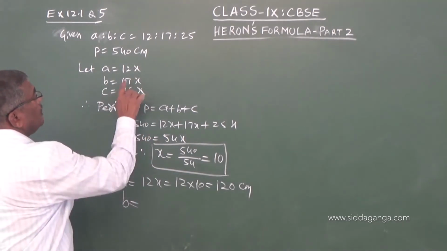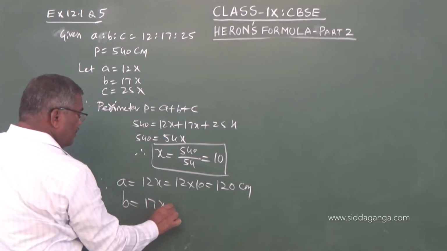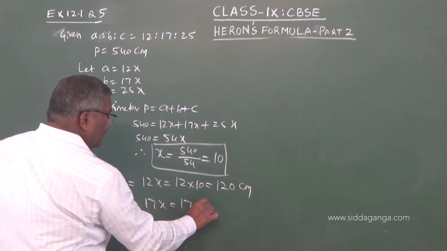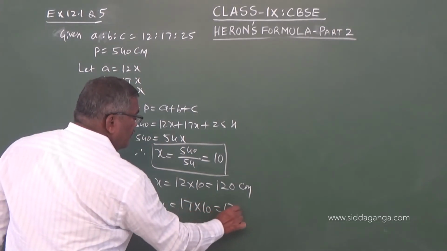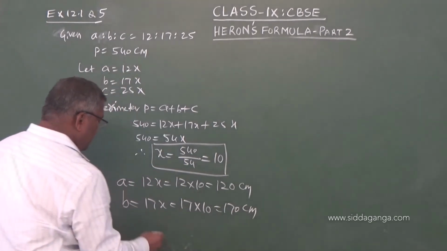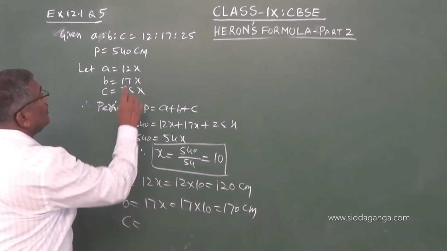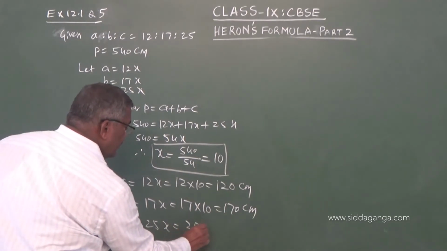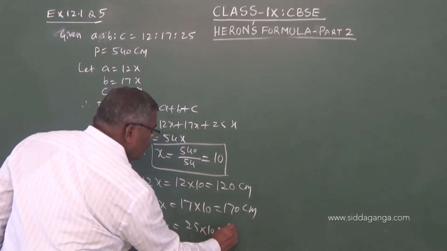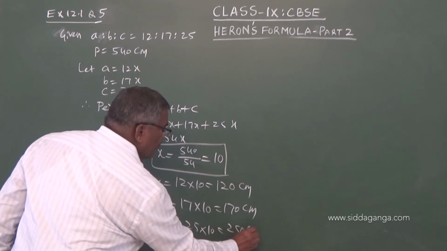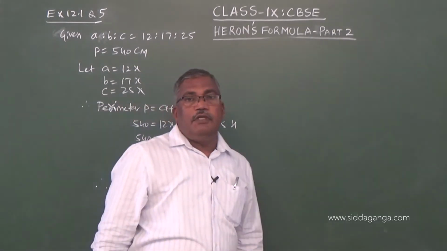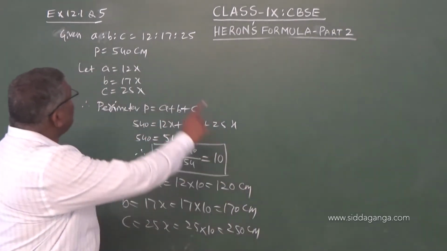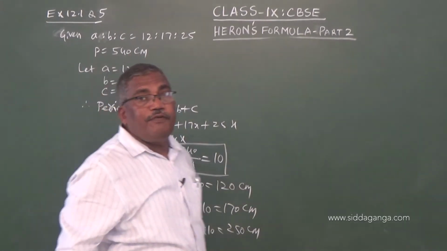B equals 17x, that becomes 17 into 10 equals 170 centimeter. C equals 25x equals 25 into 10 equals 250 centimeter. Now we have the semi perimeter. We have P equals 540.